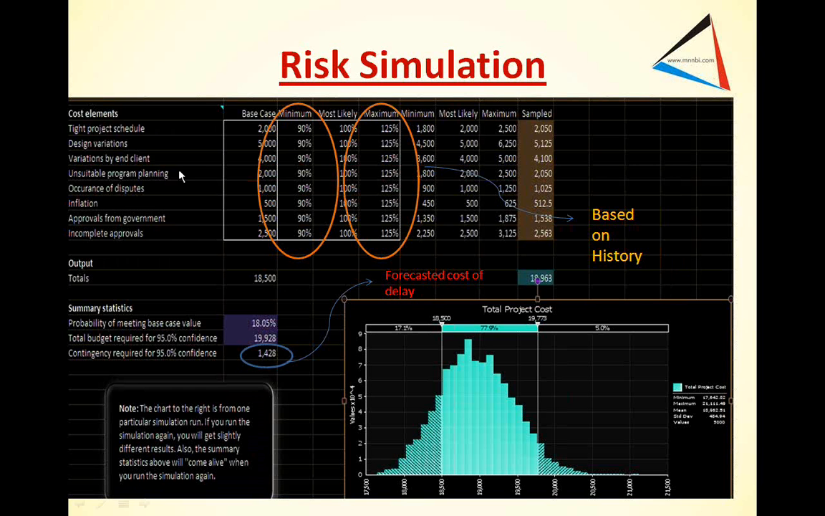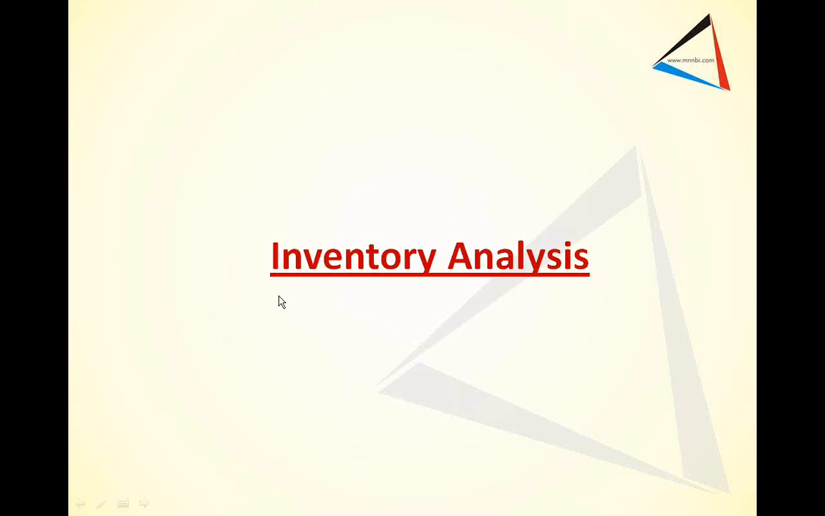Now let's assume that with each of these parameters you assume the base case cost, and you can have a variability. So you have minimum is say 90%, maximum is 125%. You plot it on a standard normal curve, and then you arrive at my budgeted cost. So based on the base case, you come at the budgeted cost. So this is going to be the average. The 95% chance of achieving the budgeted cost is this 19,928, and there's an 18.05% chance that you'll meet the budgeted cost.